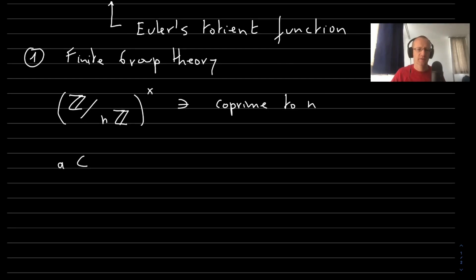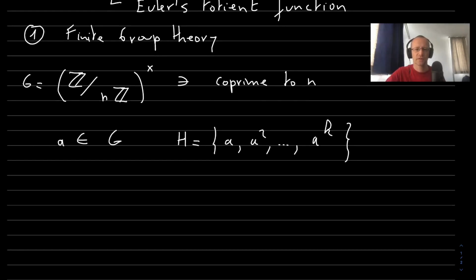Therefore, a is an element of this group, and we can consider a subgroup which consists of all the powers of a. It's a finite number of different ones because we only have a finite number of elements in the group G.